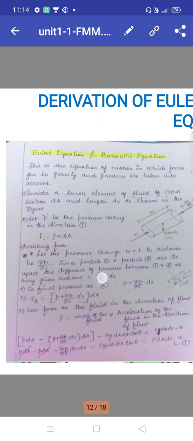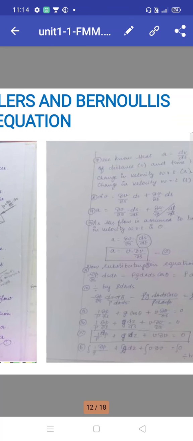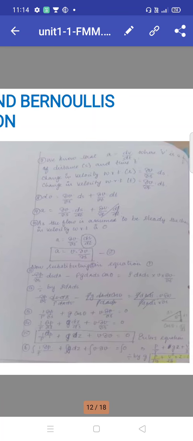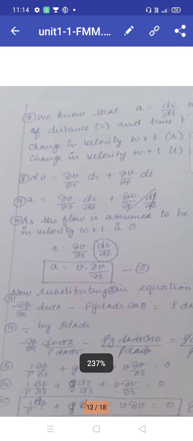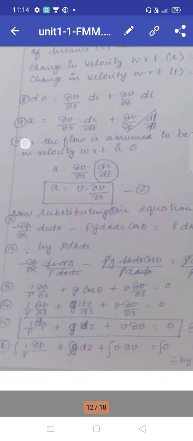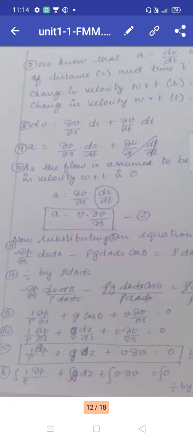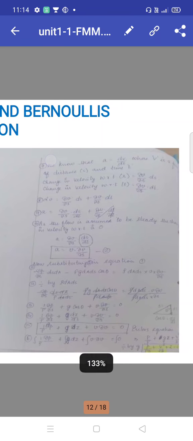From which we can find out the velocities and changes in velocities. Finally we can get what we acquired in Bernoulli's equation. The same thing will be observed here.